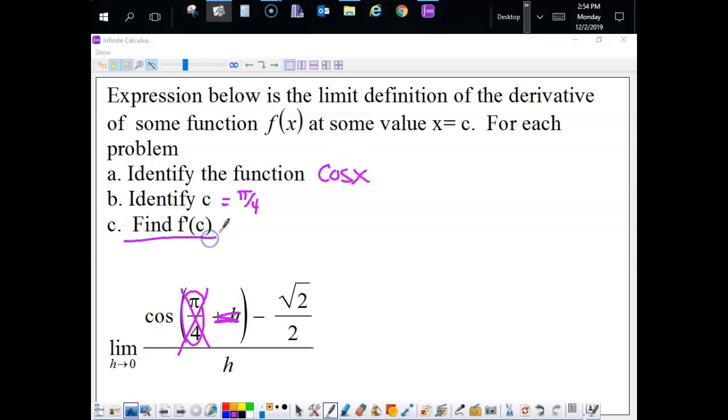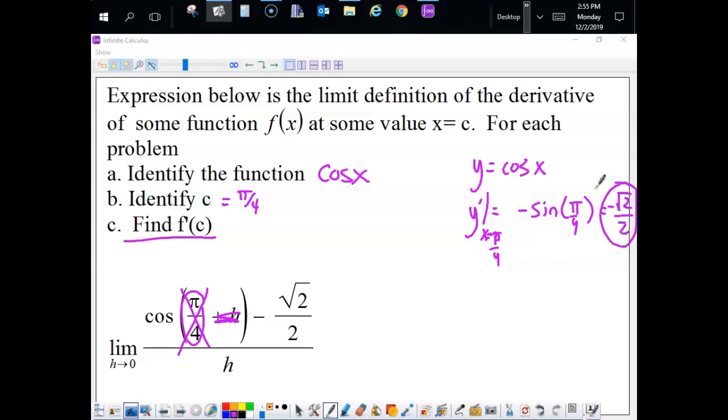And now we want to find f prime of c. So, since my function is cosine of x, the derivative of cosine is negative sine of x. And we want to find the derivative at x equals pi over 4. So we're going to plug in pi over 4. And sine of pi over 4 is square root of 2 over 2. And it's negative, so we end up with our final answer of negative radical 2 over 2.